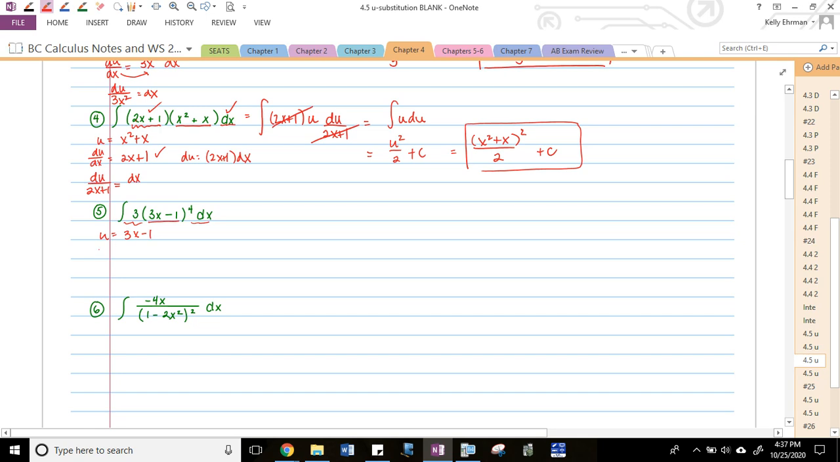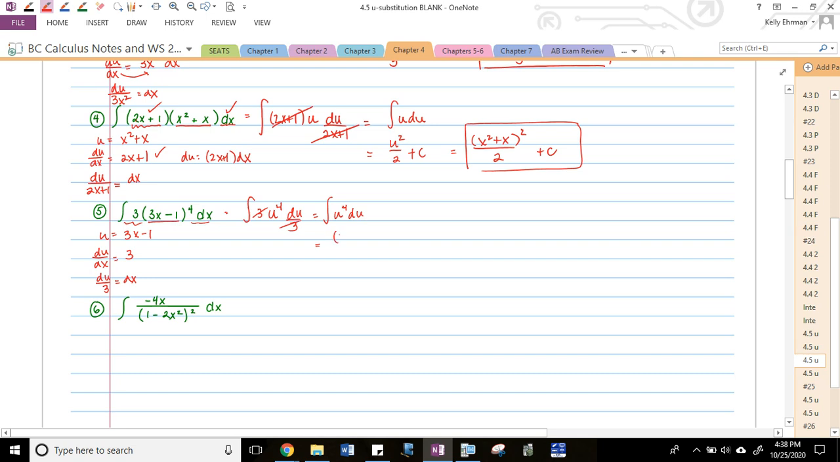U is 3x minus 1. du dx is 3. du divided by 3 is dx. Sub in. You've got a 3 still there. You've got a u to the 4th. Instead of dx, you've got du divided by 3. Boom, boom. The integral of u to the 4th du is u to the 5th divided by 5 plus c.